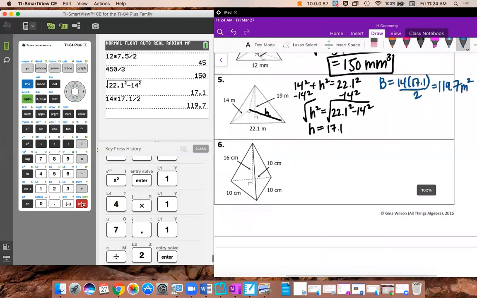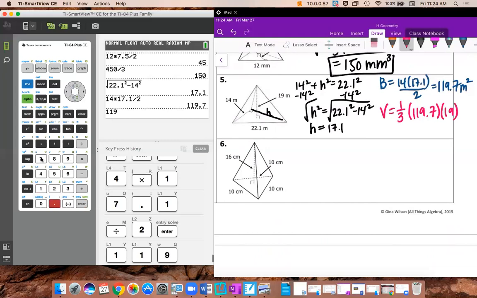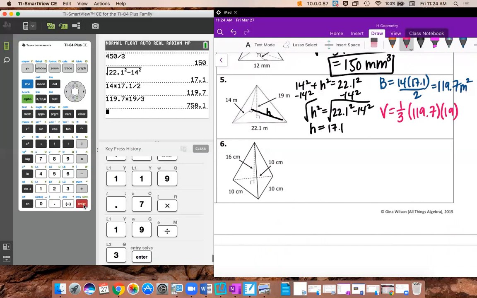And then we just want to find the volume now. So we have all the information. So we've got volume equals 1/3 area of the base, which is 119.7, times your height of your pyramid, and the height of the pyramid was 19. So we're just going to plug all that in. So 119.7 times 19 divided by 3. So we get volume is 758.1 meters cubed.